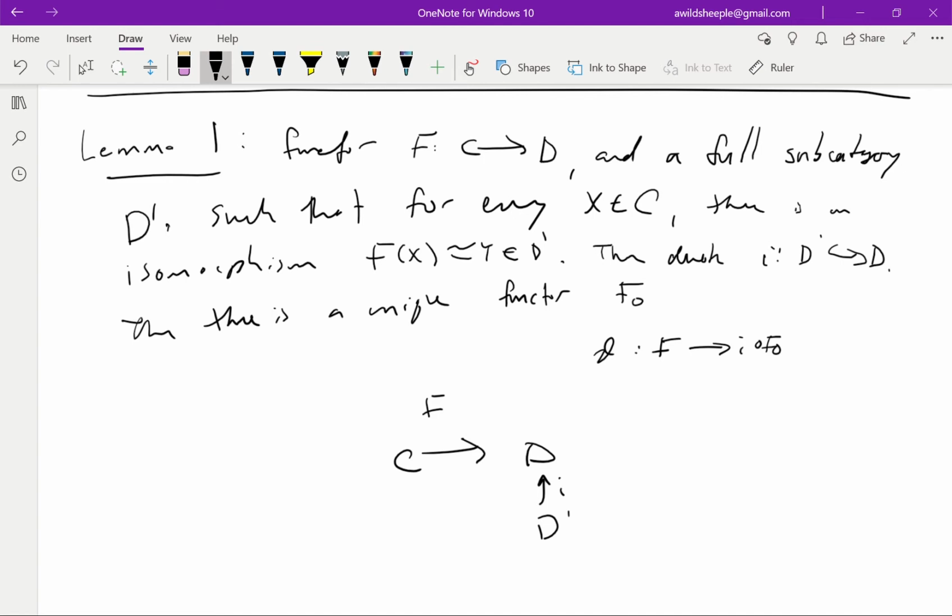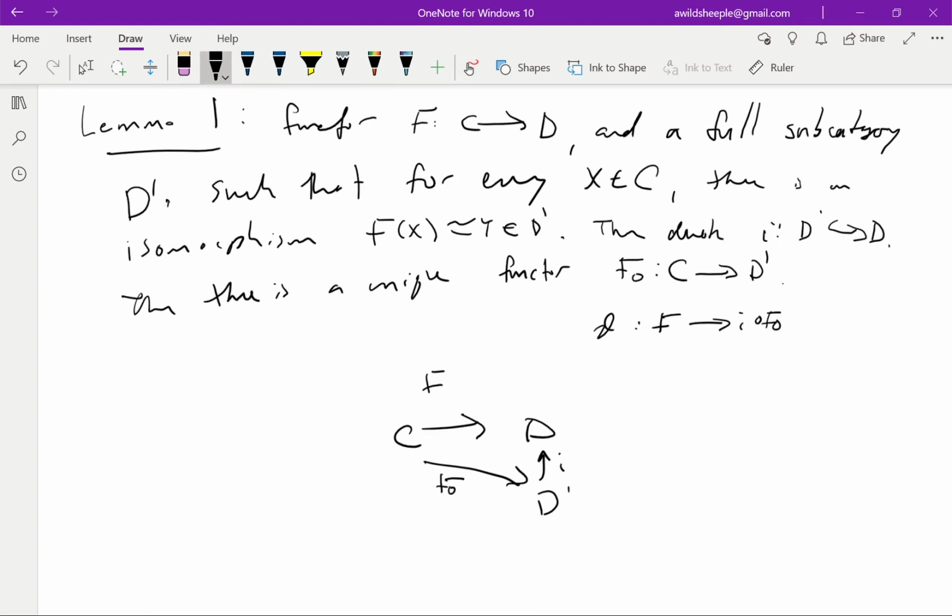Oh, I'm so sorry. I didn't tell you. Maybe it's obvious from what I've said, but I shouldn't be so sloppy. F0 has to run C to D prime, like so. So in other words, I can construct a functor out of F which maps onto all of these target isomorphic objects, so that when I map forward by I, I have a natural isomorphism. And as a last remark, I didn't say what the uniqueness means. Unique up to a unique isomorphism.